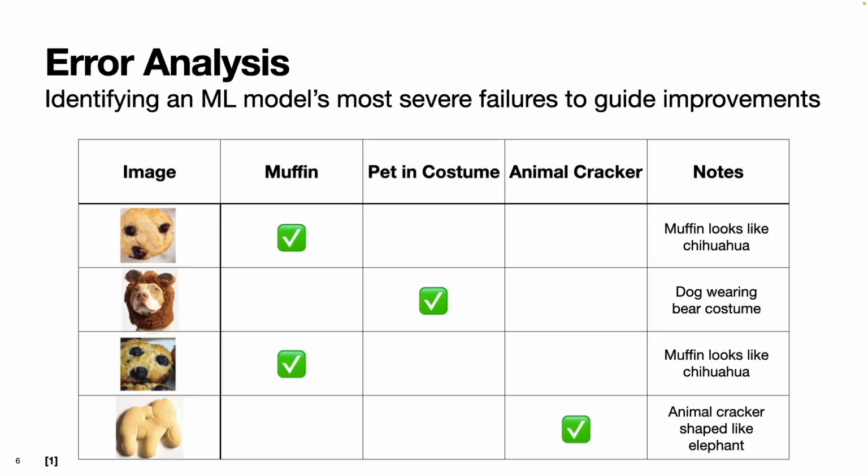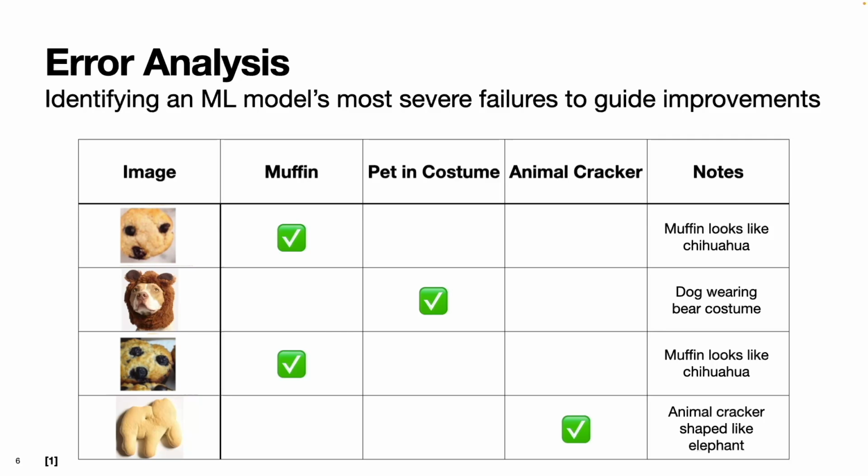So maybe we can go analyze our training data to make sure there are no mislabeled examples, or we might notice that there are no muffin examples in the training data, but there might be a lot of Chihuahua examples, and so that's why the model is getting confused. So maybe the simple solution in that case would be to add a few examples of muffins to help the model. That's an example in traditional machine learning.